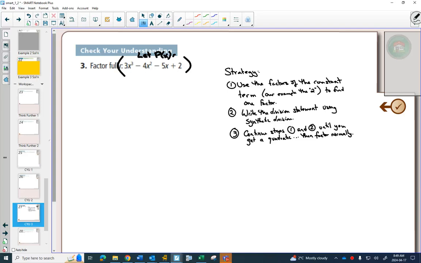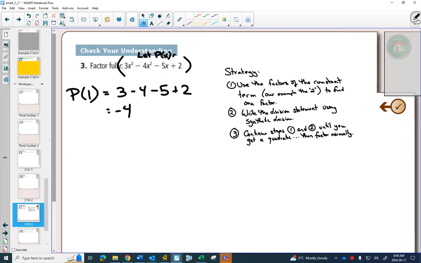The constant term is a 2. That means if there's factors, they're only going to be 1 or 2. So it's pretty straightforward here. I'm going to try 1. And if I plug in 1, it's 3 minus 4 minus 5 plus 2. Does that work? That gives me -4. So that's not a factor.